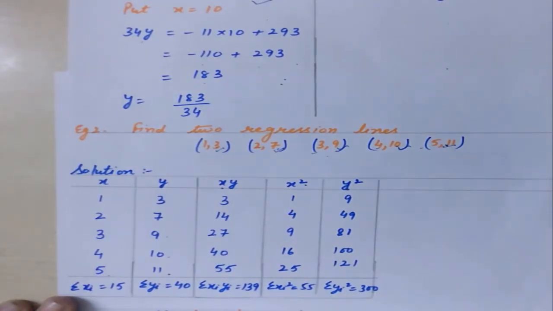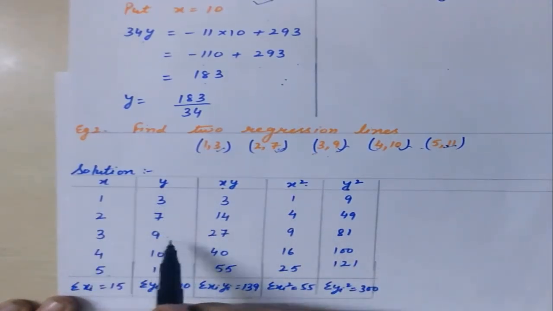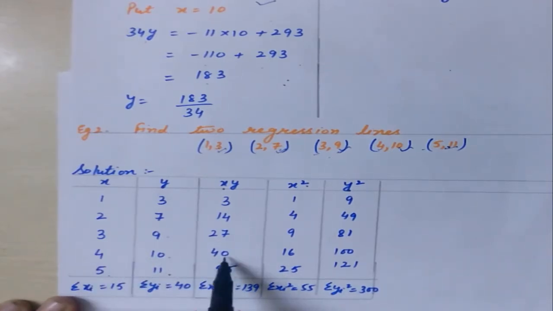Now, we need summation xi yi also. We will multiply 1 into 3, 3; 2 into 7, 14; 3 into 9, 27; 4 into 10, 40; 5 into 11, 55. Now, when we add all the values, the value will be equal to 139.